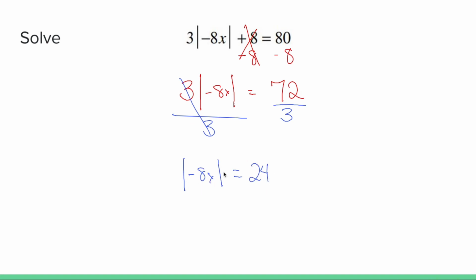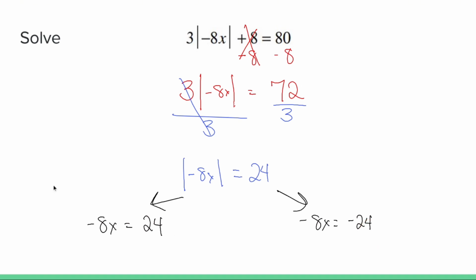Okay, now that we have the absolute value all by itself, we split it up into two equations. Whenever you have absolute value of stuff equals a number, you write out your left side for both left sides. So just get rid of the absolute value and rewrite negative 8x. Write out the original right side and the opposite of the right side.